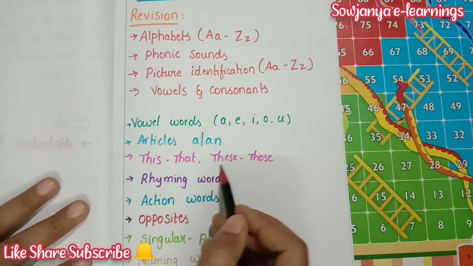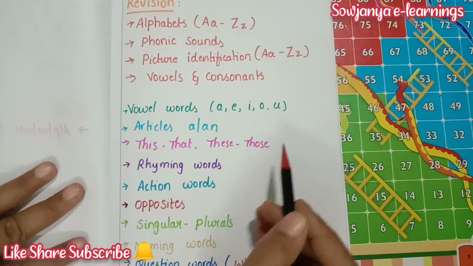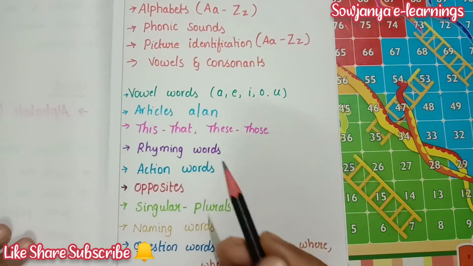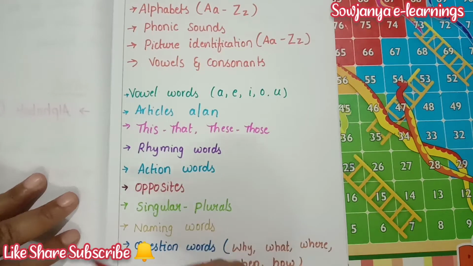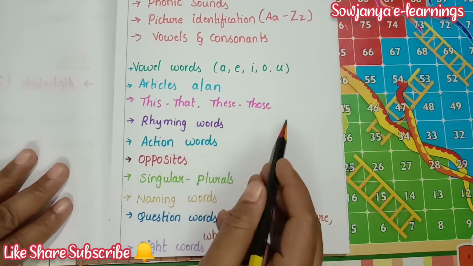This, that, these, those. This is one of the topics. Means we have to tell them what is this and what is that, these, those. Where we have to use those words. We have to teach them about those words.